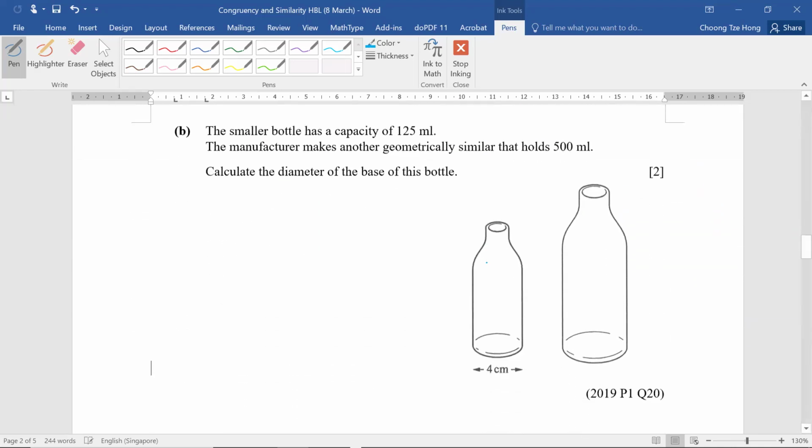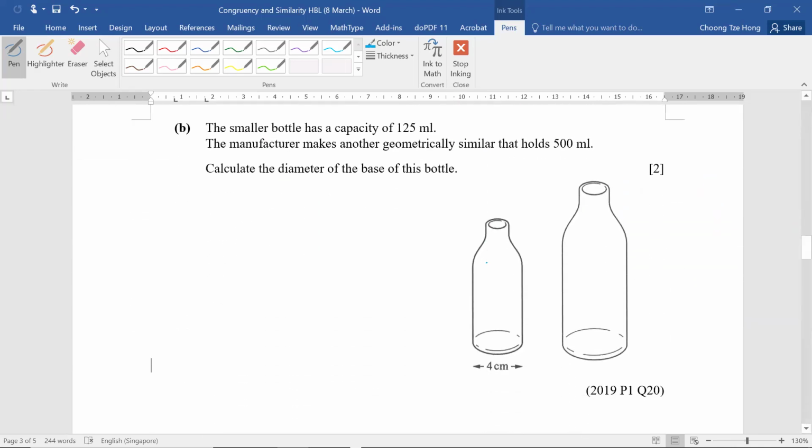Okay, let's look at part B of the question. So the smaller bottle has a capacity of 125 ml. Over here we are told the capacity, 125 ml. Capacity also means volume. Okay, the manufacturer makes another geometrically similar bottle that holds 500 ml.